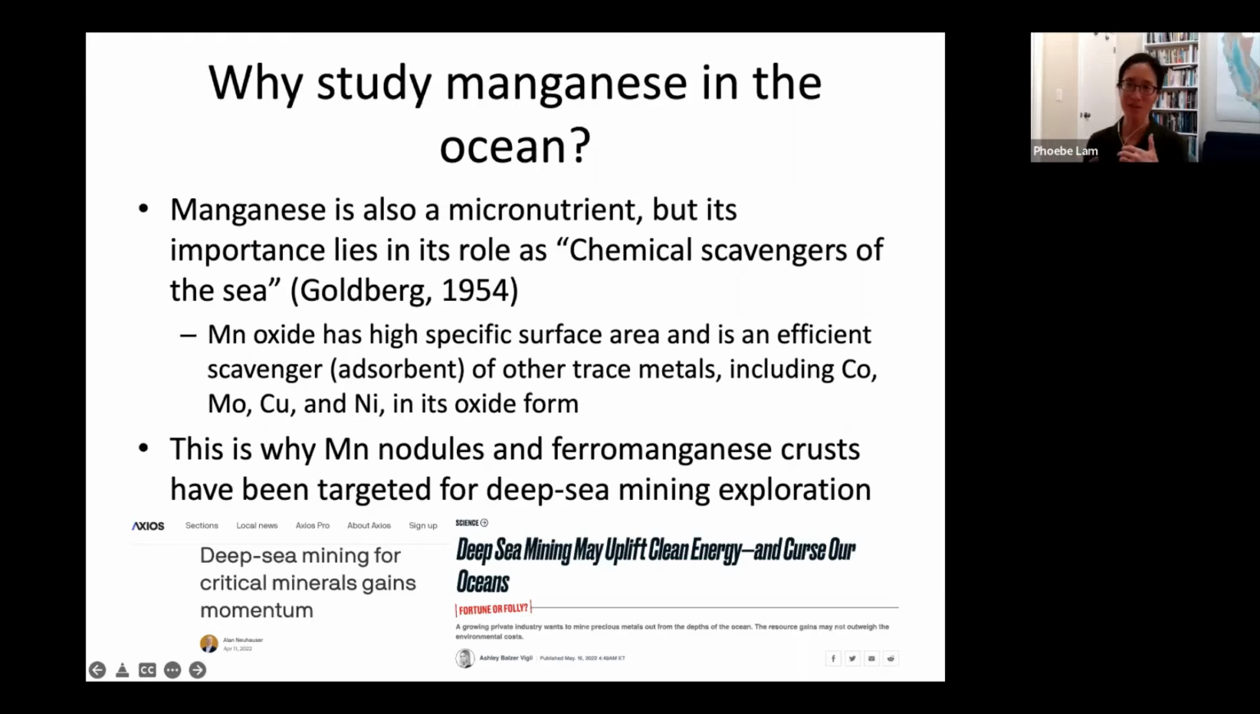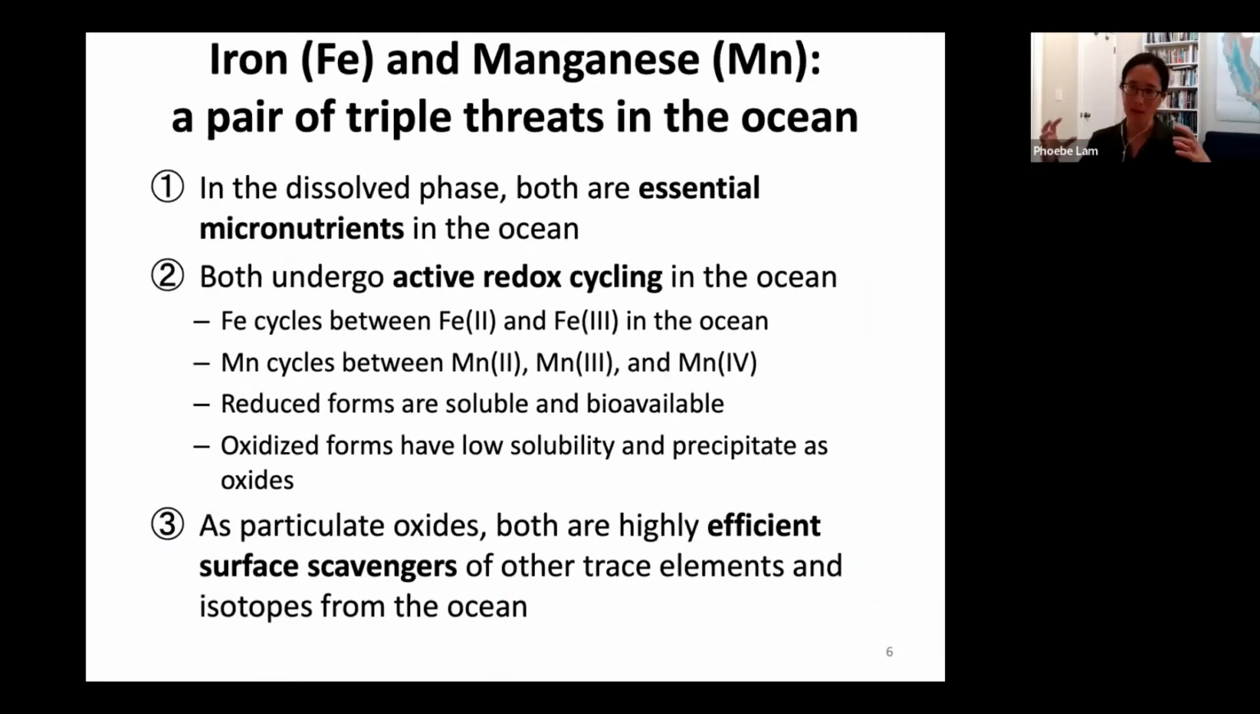So my interest is much removed from that. I'm interested in how we can understand this scavenging process, that part that allows us to maybe get to mining, whether you agree with that or not. What's going on with the chemistry, the geochemistry of manganese that allows it to scavenge other trace metals? So I lump these two together because they have similarities in their overall geochemical cycling.